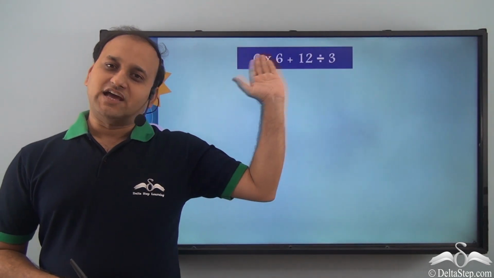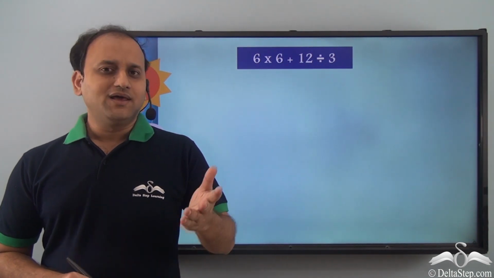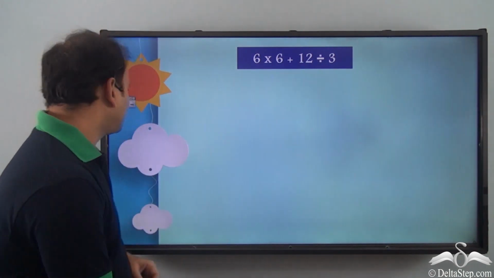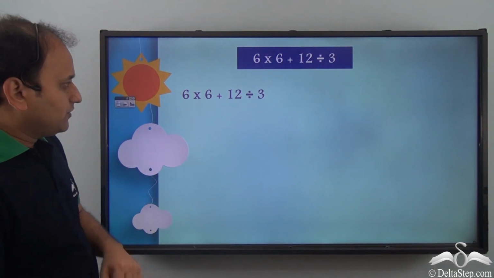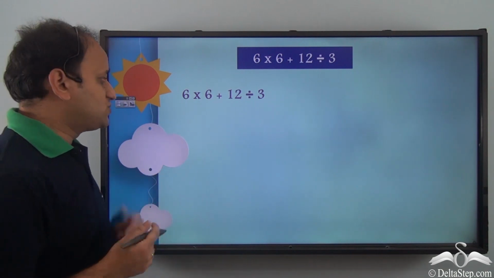We have this particular expression here. Now, how can we solve this equation? Well, let's try some approaches. If we solve this equation from the left, let's see what we get.